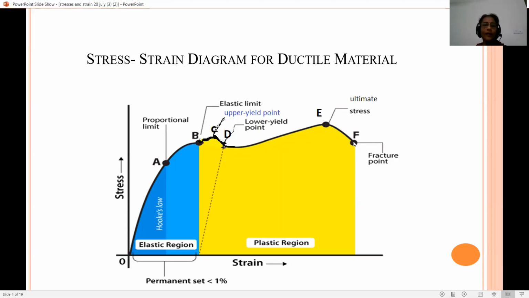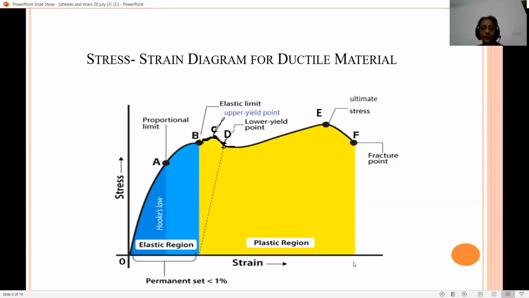Beyond point E, if further tensile load is increased, then stress value decreases but strain is increased. Neck formation will start, and from the necking somewhere at point F, there is a fracture of the component, and that is why this point is known as breaking stress.